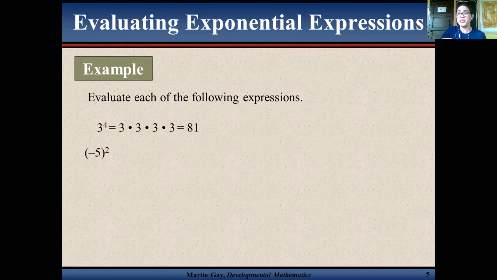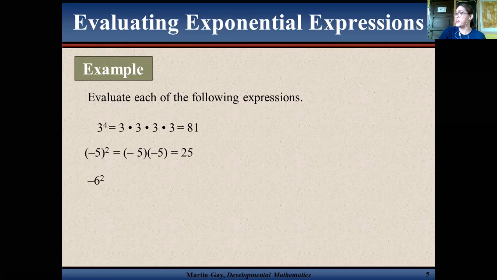Next, quantity -5 squared. Always remember that when the negative is inside the parenthesis, it is included in the exponent, where the base will be repeated twice. So you can rewrite it as -5 times -5. That gives you positive 25.